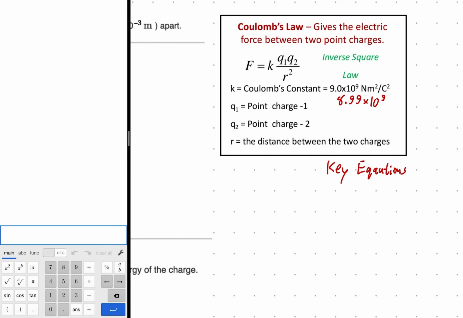All right, so there we have it. And I mentioned it's a large number because times 10 to the 9 is a billion. So we can think of this as 9 billion being the numeric value. Okay, and then the rest of the equation has up in the numerator the product of charges, so Q1 multiplied by Q2, and then divided by the distance between the charges squared.